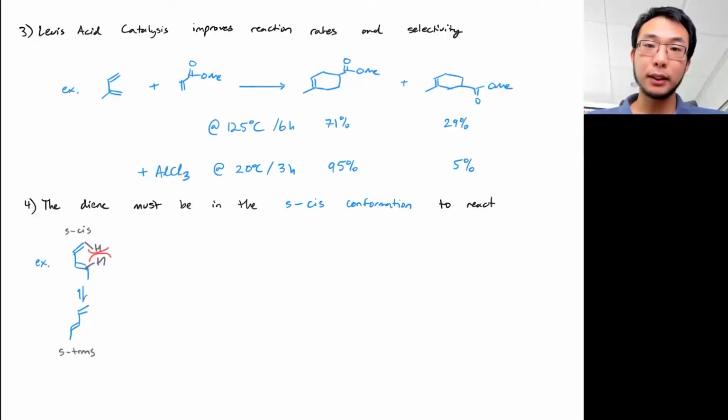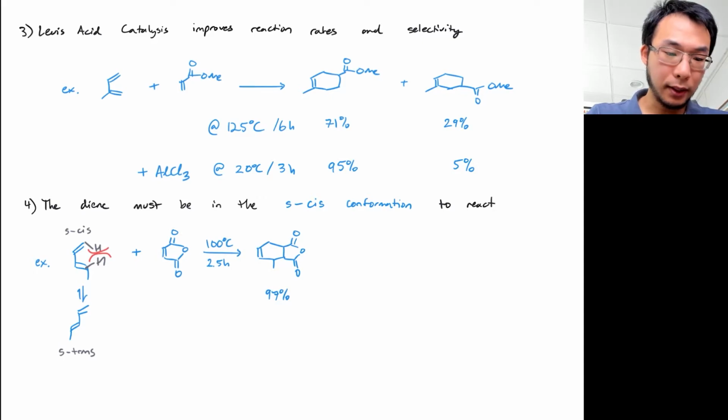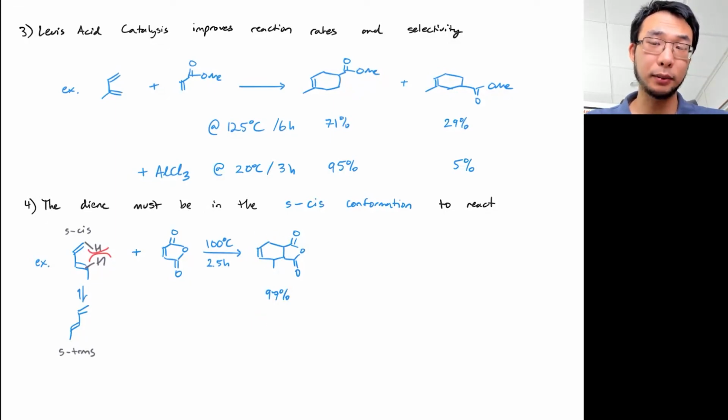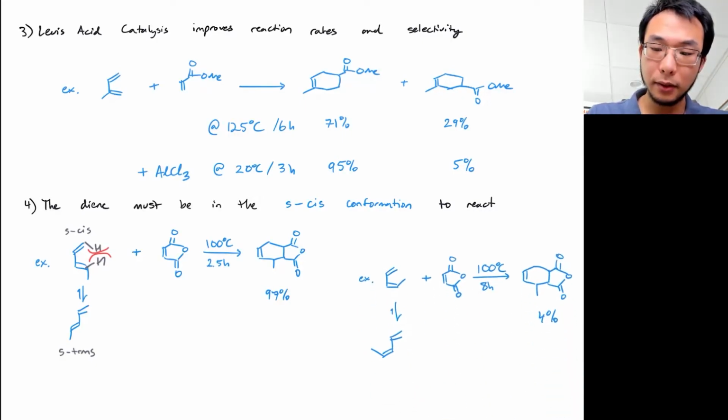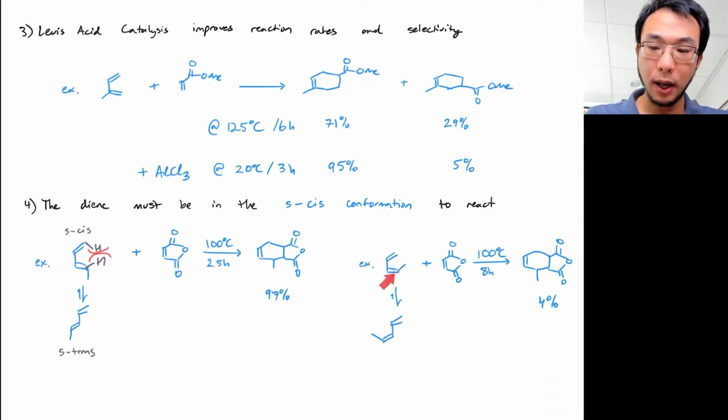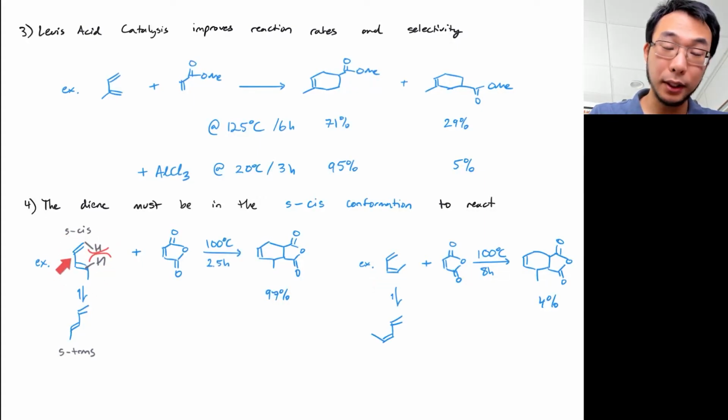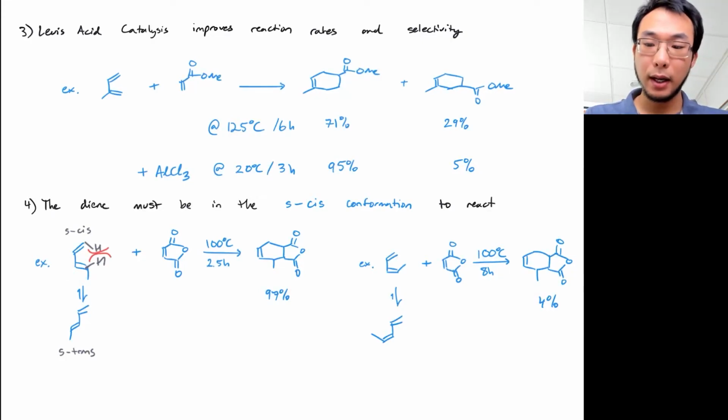So let's say you have this diene and you do the Diels-Alder reaction with, this is maleic anhydride. This is a pretty successful reaction, building a new cyclohexene in 97% yield. I'm going to take the stereoisomer of the diene there. So now I have the methyl group needing to be inwards on the s-cis conformation of the diene. And you can imagine that this should be sterically much less favorable than trying to get to this s-cis conformation. And indeed, it takes 100 degrees for 8 hours now to get only a 4% yield.